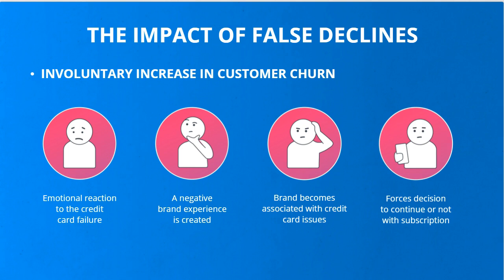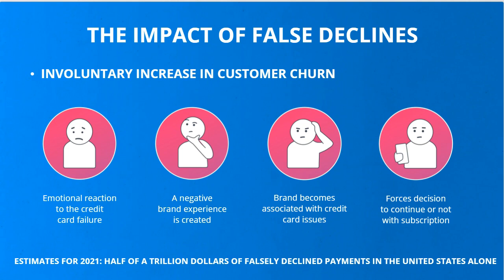They might try and pass a different credit card or find some other way to get through, but that's certainly not the position that any merchant wants to find themselves in, where they are hoping that the customer makes a decision and acts to continue the subscription on their own. The estimates for false declines in the US alone are around $500 billion for 2021. That's an absolutely astounding number.